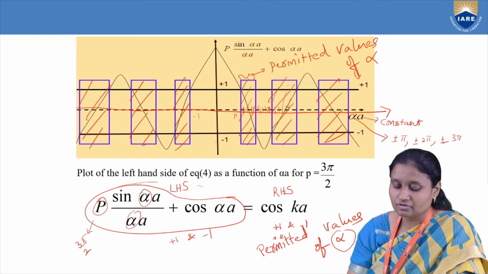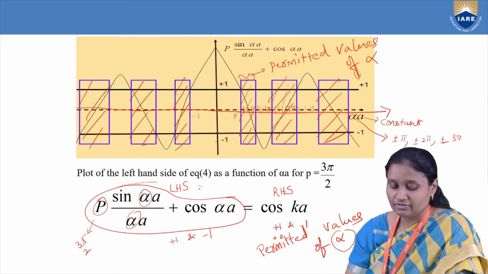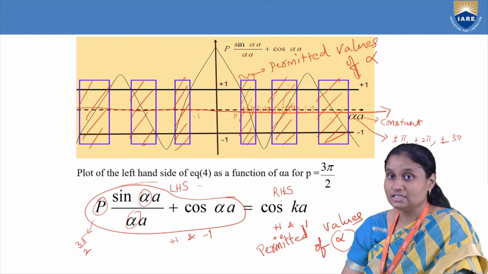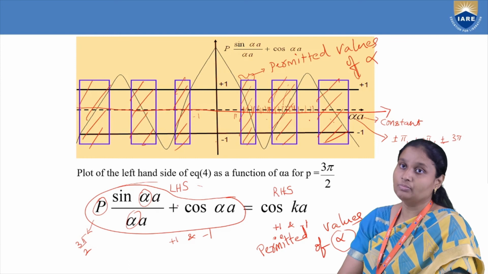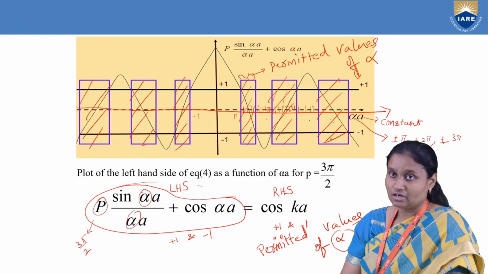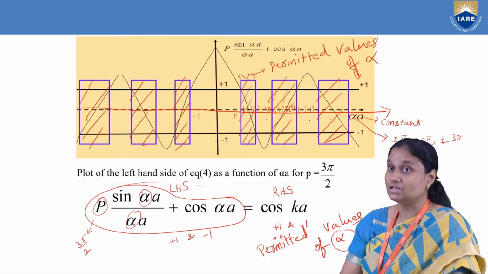Here also I have some set of values of alpha, permitted values of alpha, for which my left hand side will be between +1 and -1. Again, followed by certain values of alpha for which the left hand side of your equation goes beyond +1 and -1. Again, permitted values of alpha. So these shaded regions are formed by those values of alpha for which your left hand side falls between +1 and -1, whereas these unshaded regions are those values of alpha for which your left hand side is going beyond +1 and -1. The shaded regions are called permitted regions formed by permitted values of alpha. Unshaded regions are called unpermitted values of alpha, or forbidden regions.